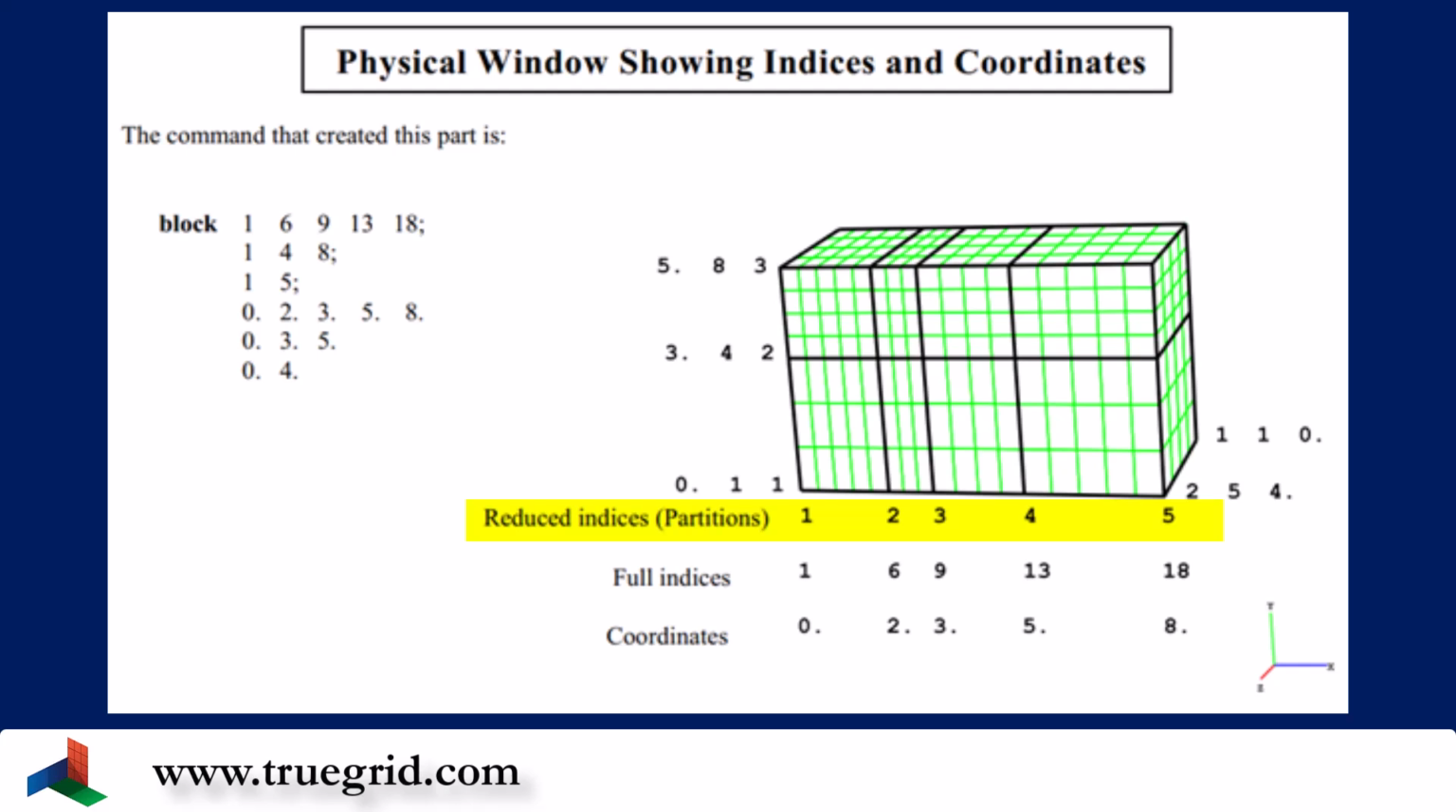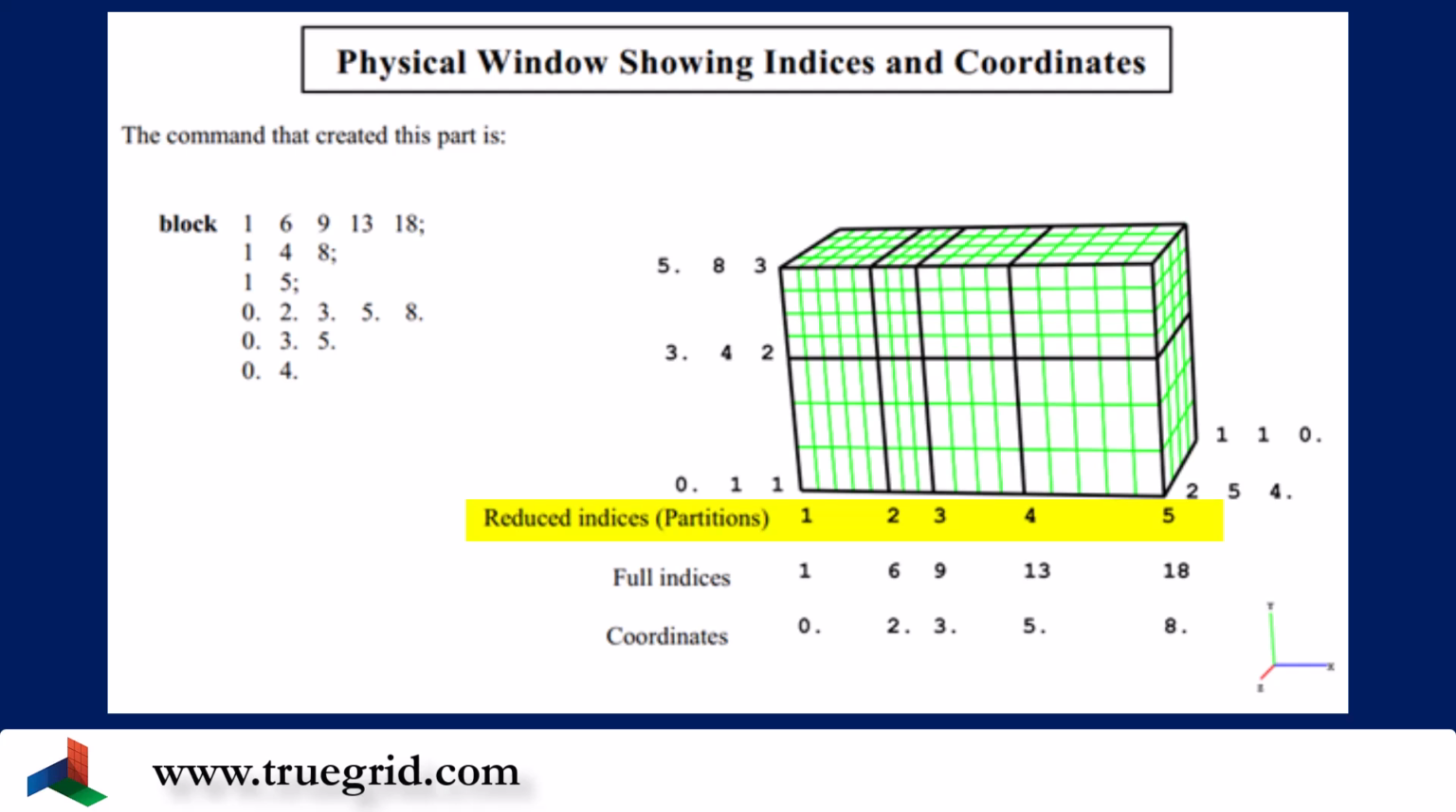There are many levels of parameterization in TrueGrid. This is one of them. We have parameterized the numbers in the block command so that now instead of 1, 6, 9, 13, and 18, we think of it as 1, 2, 3, 4, and 5. Again, the reason is we can change the number of elements or the number of nodes without having to change any other subsequent commands.